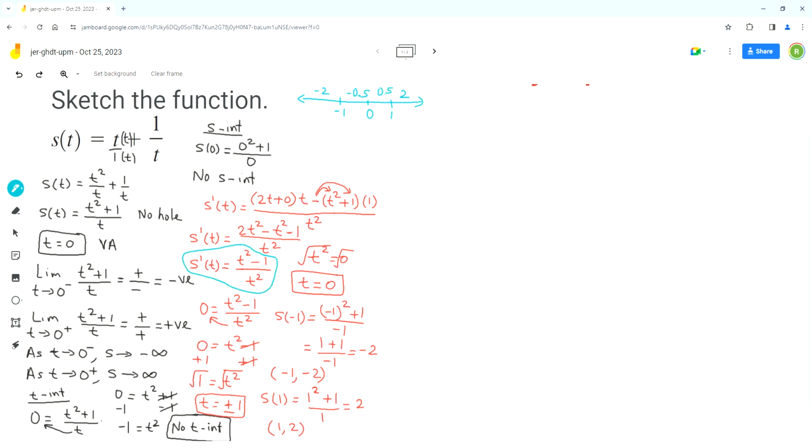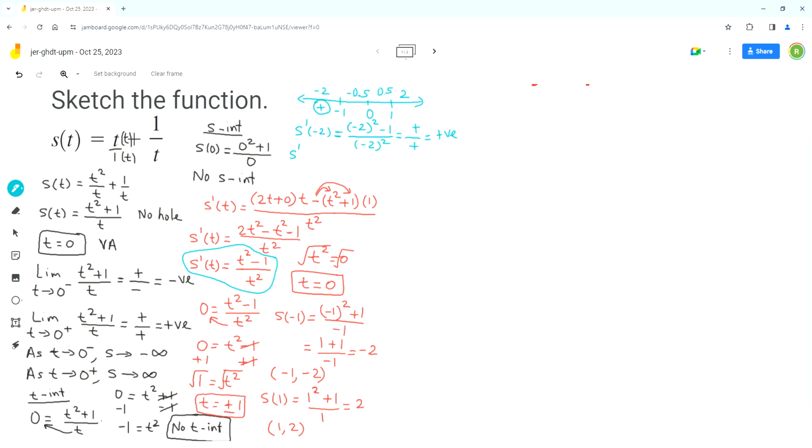So now we can start with negative 2. f prime of t at negative 2 is equal to negative 2 squared minus 1 over negative 2 squared. So the numerator will be equal to 3. So it will be a positive value because negative 2 squared is 4 and the denominator is positive. So the overall value will be positive. That means the function is increasing on the left side of t equals negative 1.